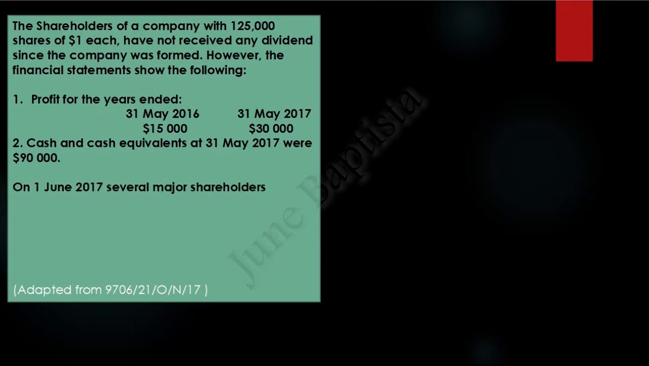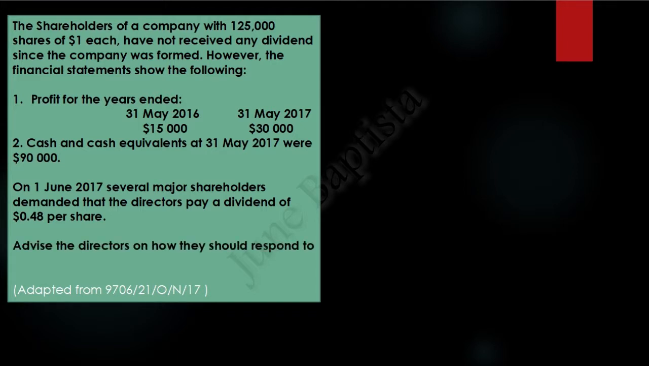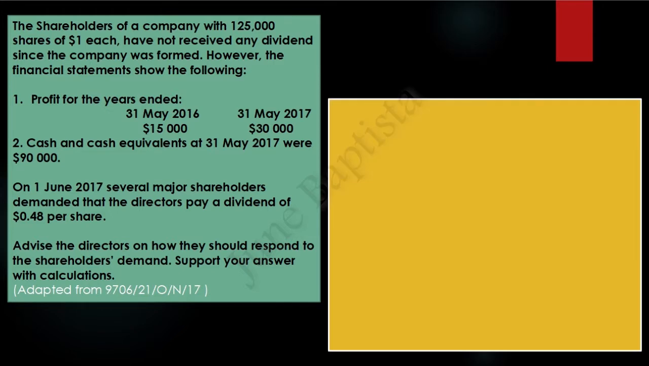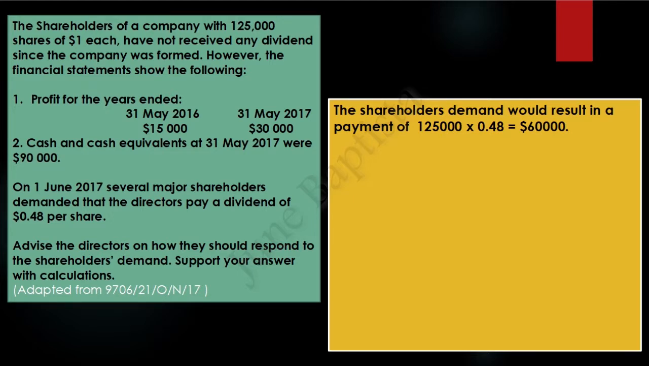On the 1st of June 2017, several major shareholders demanded that the directors pay a dividend of 48 cents per share. You are to advise the directors on how they should respond to the shareholders' demand and support your answer with calculations. Let us make those calculations first. The shareholders' demand would result in a payment of $125,000 times 48 cents, which is equal to $60,000.